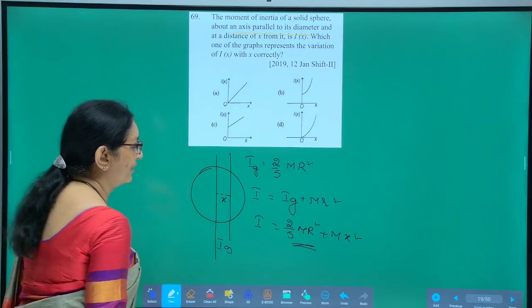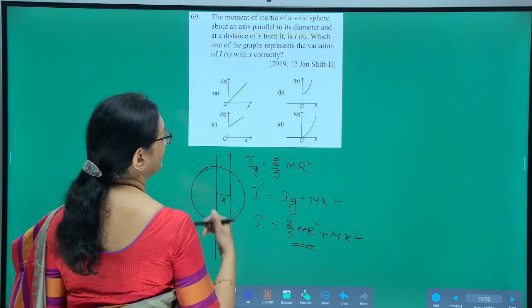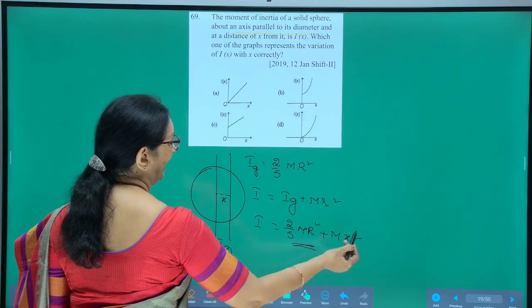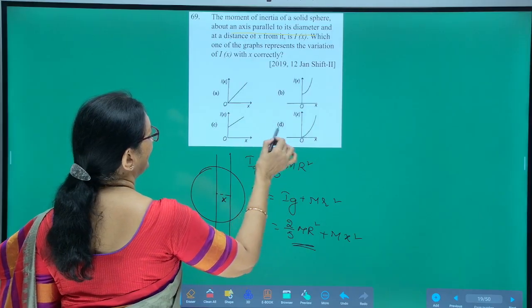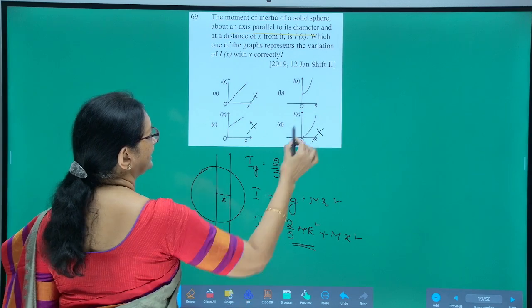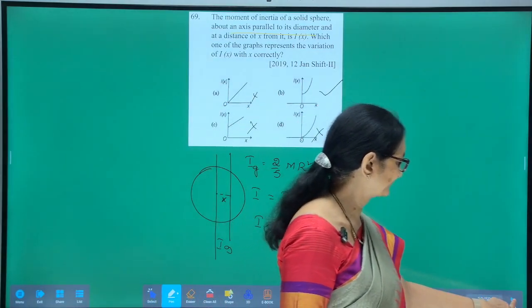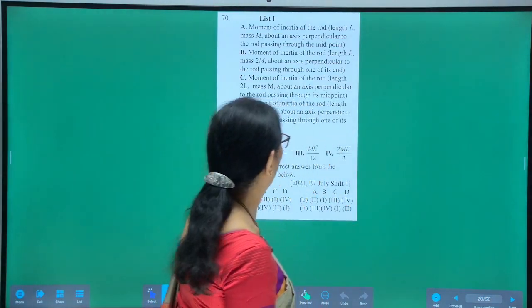This is a constant factor. So, when x is equal to 0, this is just 2 by 5 mr square. After that it increases. So, this is wrong, this is wrong. When x is equal to 0, it is given as 0. This is the correct option for that problem. Okay. Now, next one.